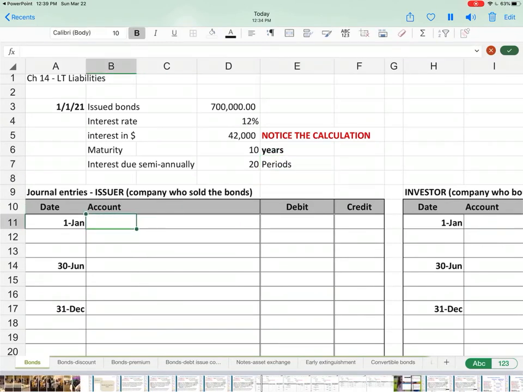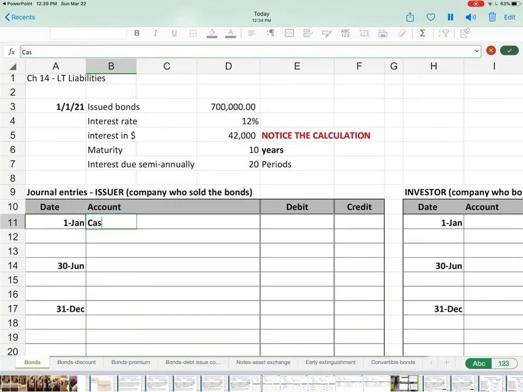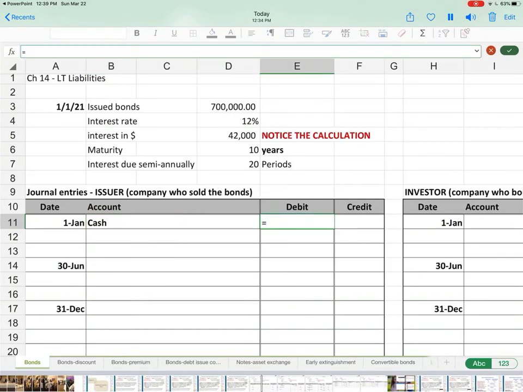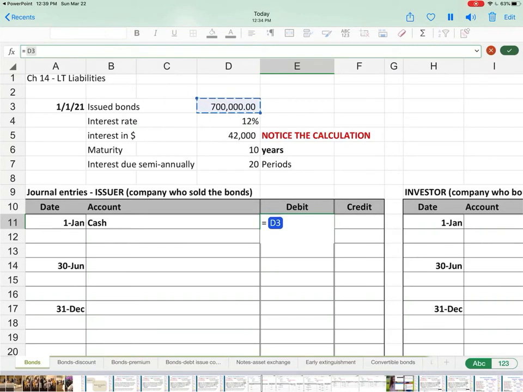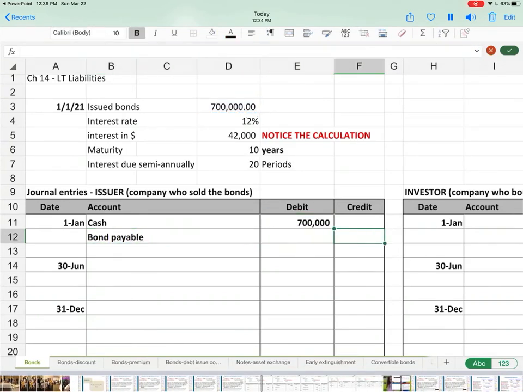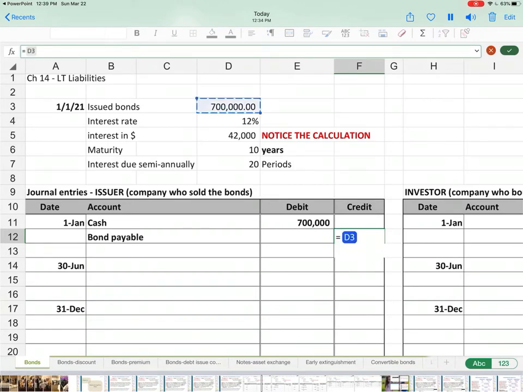Okay, so on January 1st, as the issuing company, we would very simply show the receipt of cash, so a debit to cash of $700,000, because again, we said that these bonds were issued at their face amount, $700,000, and then we would have a bond payable, which is our bond liability, as a credit of $700,000.